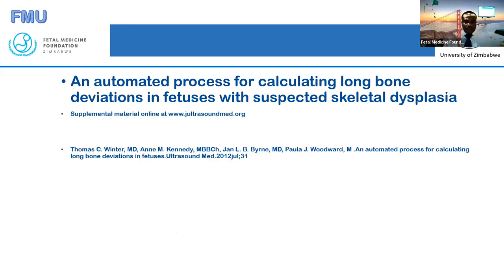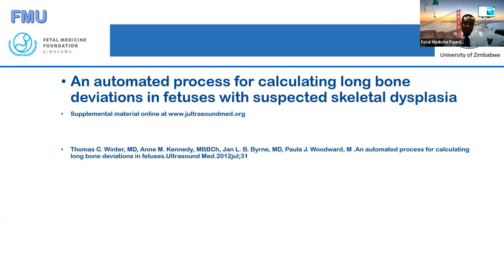Now, this was a study done by Thomas and colleagues, where they were looking at some of the features of suspected skeletal dysplasia. He came up with a program on the internet into which you can feed your numbers. It's tedious to calculate the femur to the abdomen, the chest to the abdomen ratios. This person was a mathematician, a physician, then went on to be a doctor. So he came up with a program where you just plug in your femur length, your abdominal circumference, your chest circumference, and you get all those ratios and can interpret them. This is the site where you can get that program.